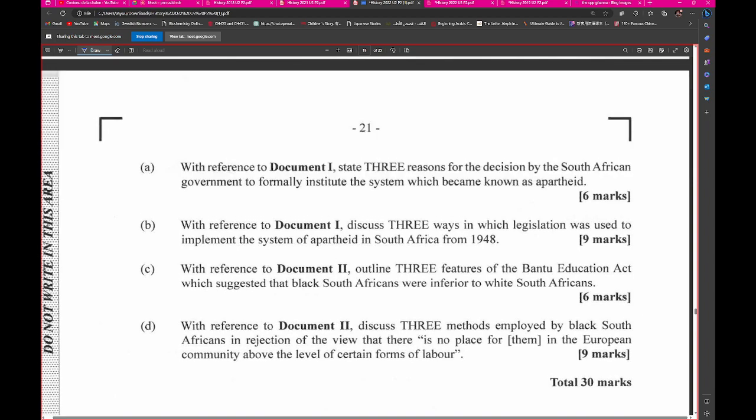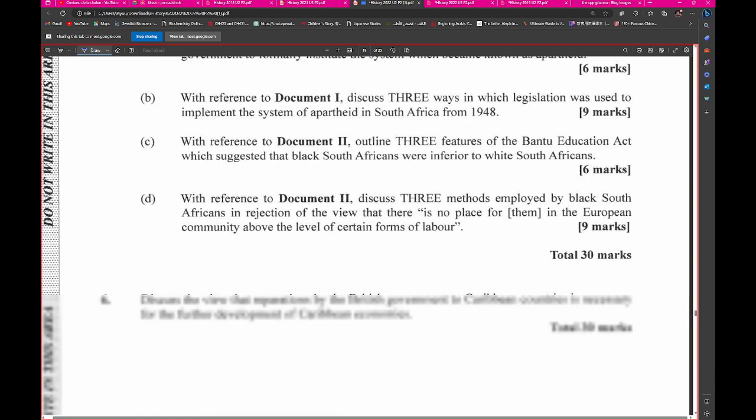Because reparations question. Okay, reparations, sure. Discuss the view that reparations by the British government to Caribbean countries is necessary for the further development of the Caribbean. I don't believe so at all. Wait, hold on. I think this question actually sparks something. This is a question that asks you to discuss your view. That means that you must discuss both sides clearly and then state your opinion in the conclusion. And my opinion is absolutely not.